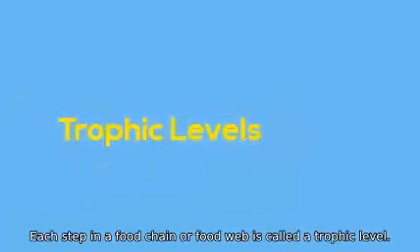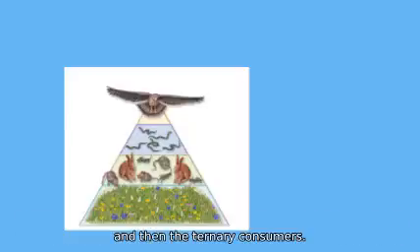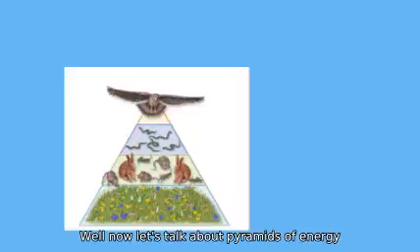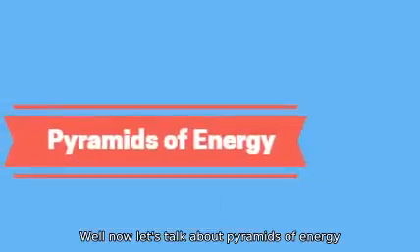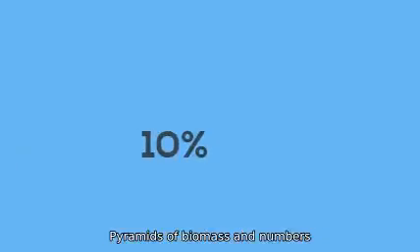Now let's talk about trophic levels. Each step in a food chain or food web is called a trophic level. Primary producers will always make up the first trophic level, then the primary consumers, and the next level are the secondary consumers, and then the tertiary consumers. Well, now let's talk about pyramids of energy. Pyramids of energy show the relative amount of energy available at each trophic level. Only 10% passes through each level.